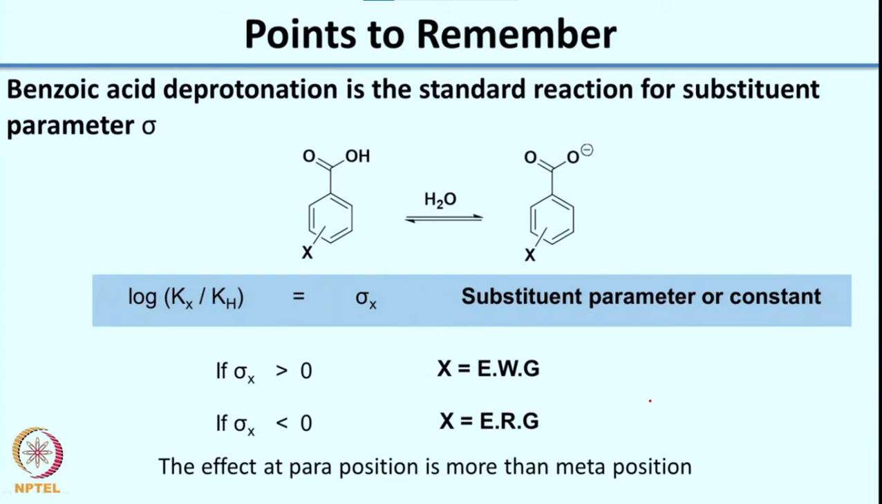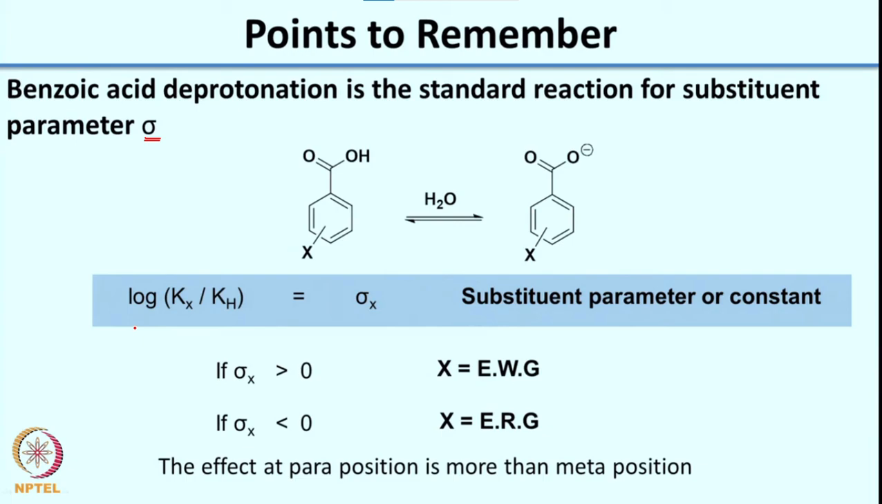Now here are some points to remember for the Hammett equation. As all of you know, benzoic acid deprotonation is a standard reaction taken by Hammett for the substituent parameter sigma. By changing the substituent present on this benzene ring, we get different values, which are already determined and available in different books. So you don't have to do the reaction, the values are there.